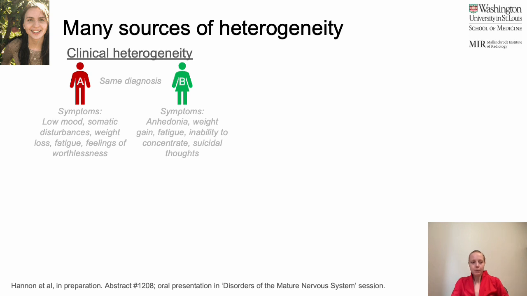So the idea behind this project was that there have been previous attempts to identify subtypes in depression. One of the challenges is that people who suffer from depression differ from each other in different ways. One of the ways in which people with depression differ from each other is in terms of clinical heterogeneity. So these are hypothetical patients, A and B, that have exactly the same diagnosis of major depressive disorder.